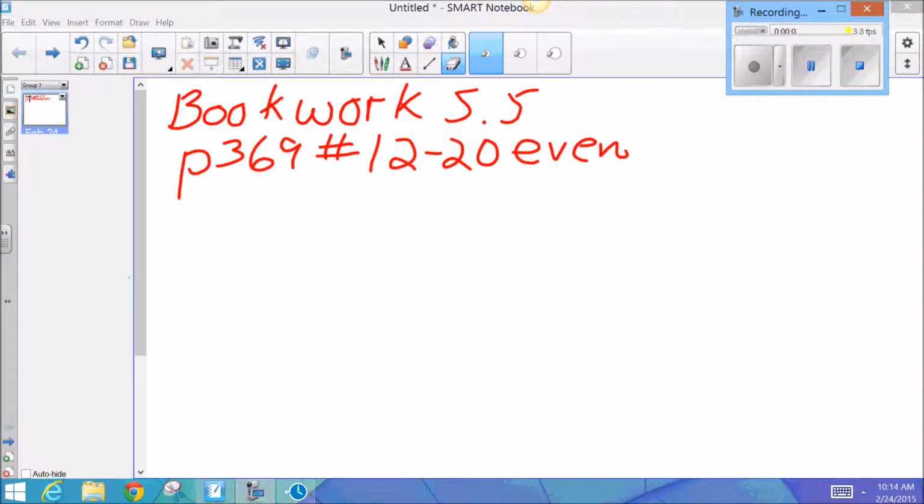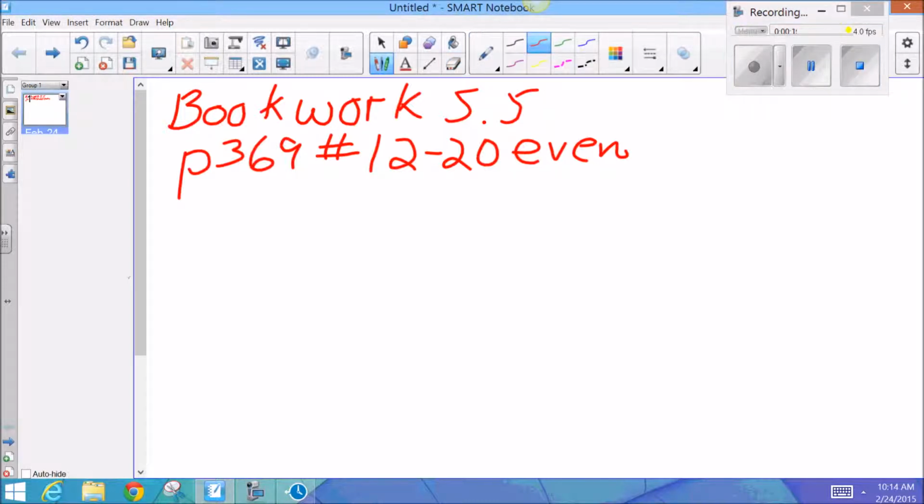This is pre-calc, bookwork on section 5.5, problems 12 through 20. And the directions here are write the given expression as a single logarithm. These problems are a little harder. Problem number 12.